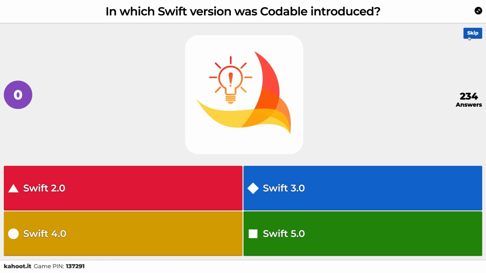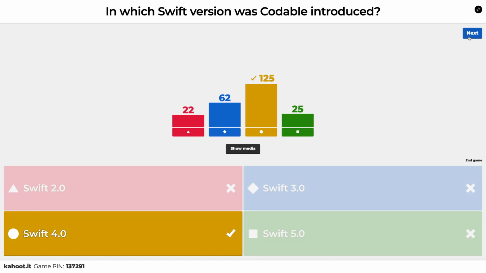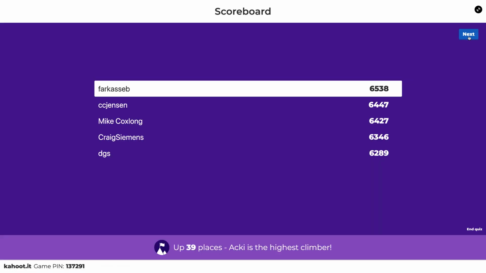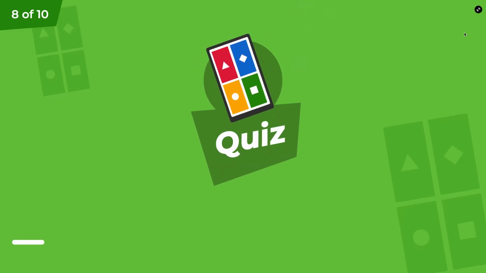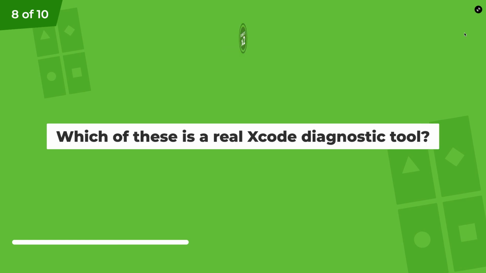It was indeed Swift 4. Well done, 125 people. And as a result, Farcast B stays there, doing very, very well. Matt's made up there, though, and Aki's up 39 places. Well done, Aki. Okay, folks, we're now on question 8, and this one carries double points, 2,000 points now.